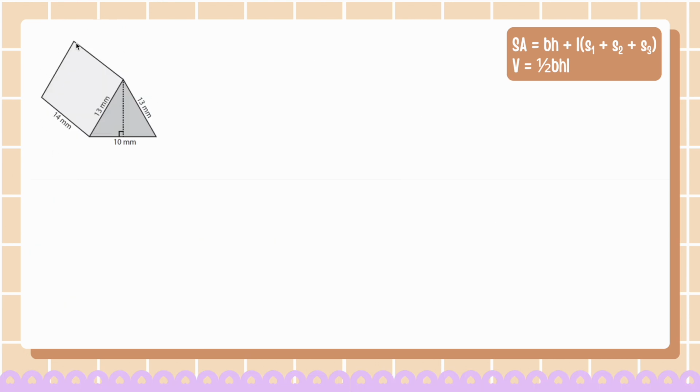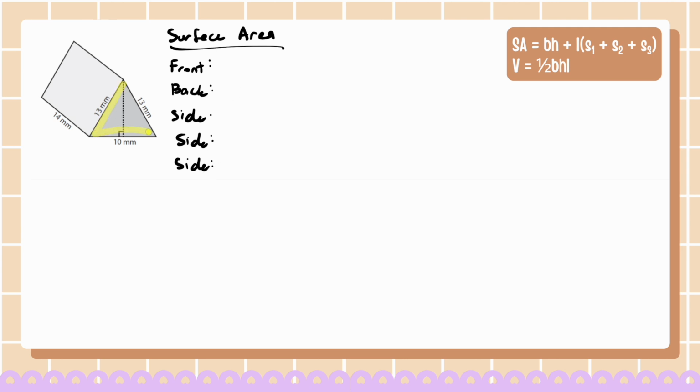All right, let's try one more example that looks a little bit different. So again, I'm starting off with surface area. And I want to label each of my 5 sides. So again, just like the last problem, this front and the back are going to be my triangular bases. So I'm going to start there. So I have a front and a back. And then I have, again, 3 of those sides. So I'm going to do side, side, and side. All right, let's go ahead and start off with the front. And you can't see it, but there's also a back.